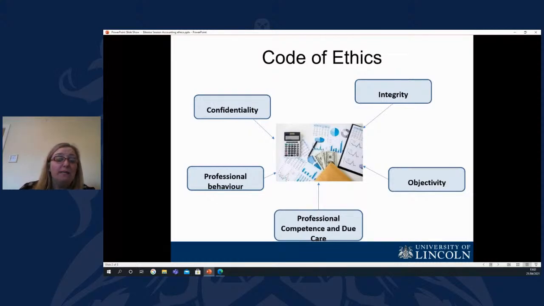They also have to be objective, if you can see there in the bottom right. So it's not possible to give advice objectively to someone if, for example, you have too close a relationship with them. So you need to make sure as an accountant that you are objective and that you're looking at the information that's available and advising your client based on that.